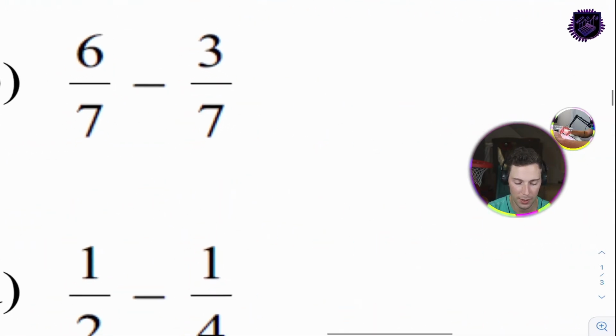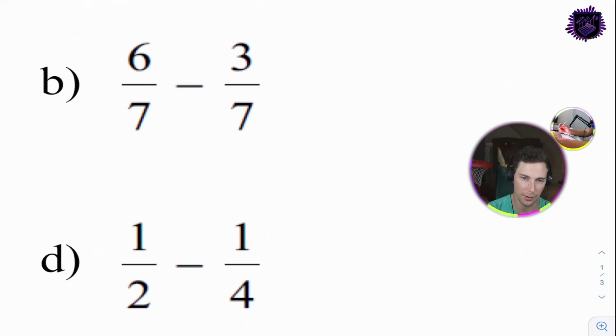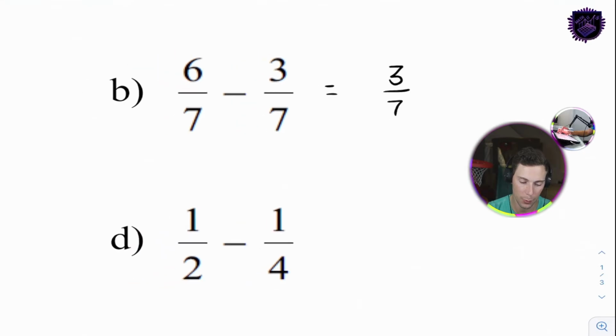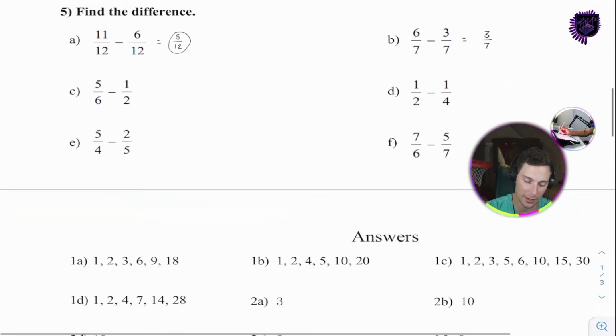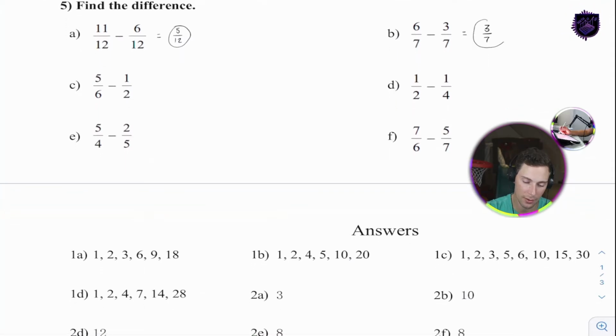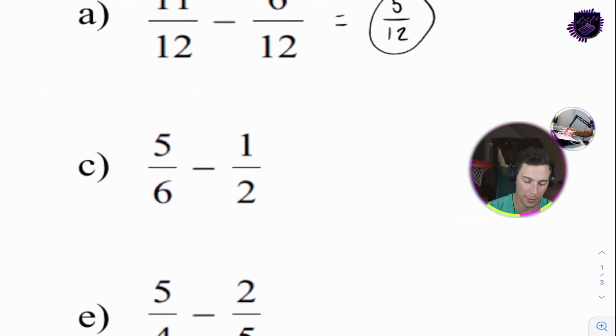B, hello again. A nice, simple one, we already have the same denominators. So we can simply jump right into subtraction of the numerators. This is going to be the difference between 6/7 and 3/7. 6/7 subtract 3/7 is 3/7. I'm just going to circle my answer. Always remember, circle your answer.